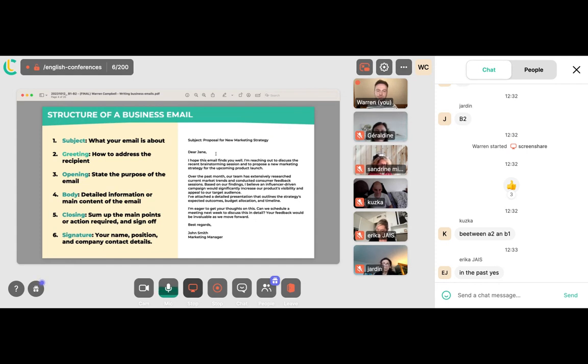Moving on to the greeting. Keep it simple. Dear Jane. Okay? If you know the person's name, of course, sometimes we don't have that luxury. I'll show you some expressions later on when we don't know the person's name as well. Opening, state the purpose of your email. So this is kind of the extended subject, if you will, okay? I hope this email finds you well. I'm reaching out to discuss the recent brainstorming session and to propose a new marketing strategy for the upcoming product launch.